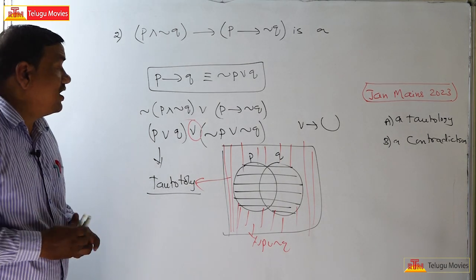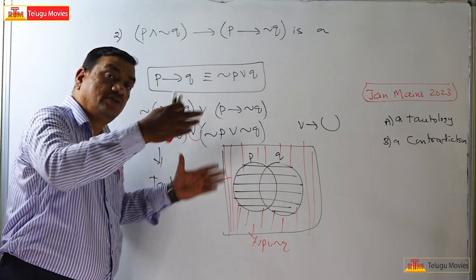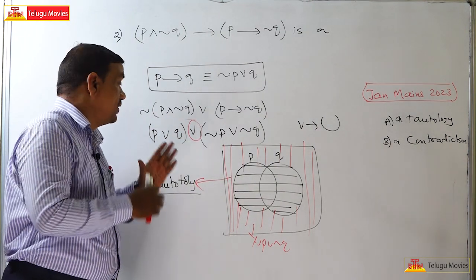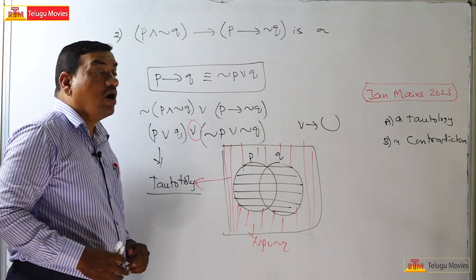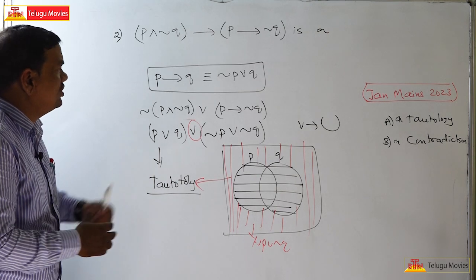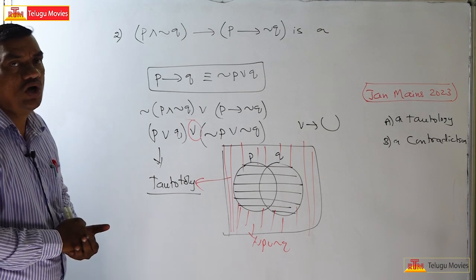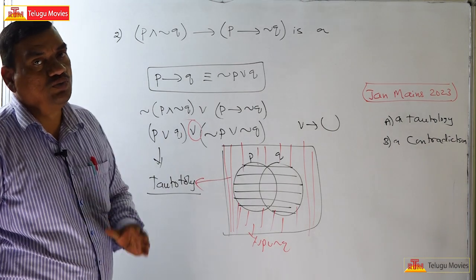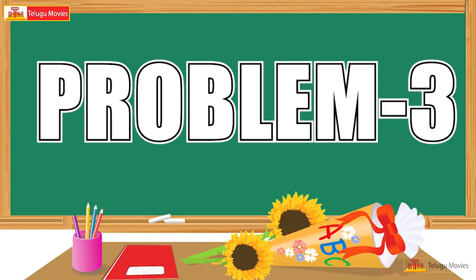If you don't have the idea, then draw the truth table: write down P, Q, negation P, negation Q, P or Q, negation P or negation Q, and the total compound statement. So this is clearly a tautology statement. I hope that you understand this solution. So let us move to the next problem.